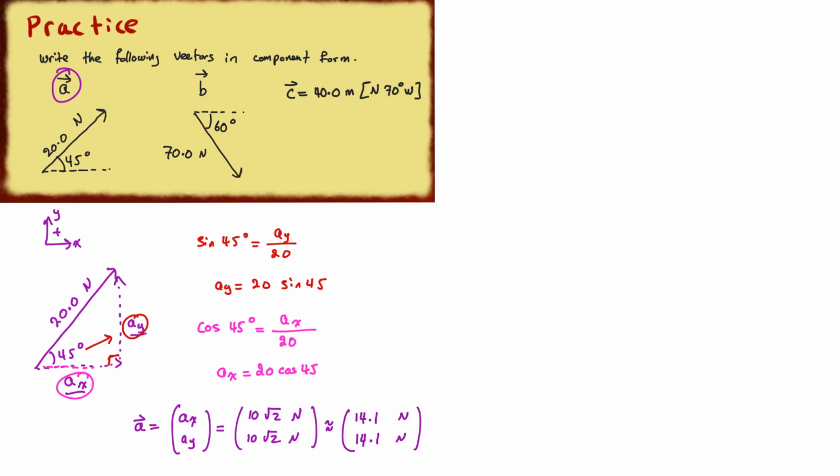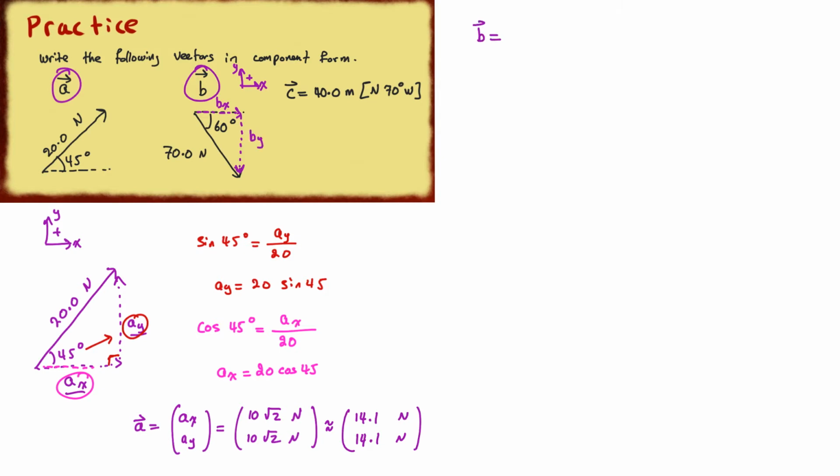For question B, or vector B, we are not going to draw it out again. I will label my positive x and y components here, and I will break this down into components. Here, this will be my x component. I will label this as Bx, and this will be my y component, and this will be By.